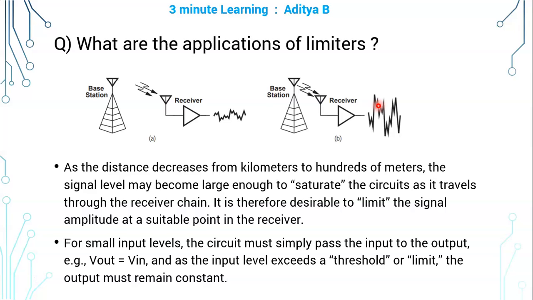So apart from positive and negative limiting circuits, two-way limiters or two-way clippers are also possible, wherein both the positive peaks and the negative peaks are clipped off. In this case, there will be two reference voltages, VR1 and VR2. Voltage above one reference voltage is clipped and voltage below the second reference voltage is also clipped. So only input in between VR1 and VR2 is transmitted to the output.